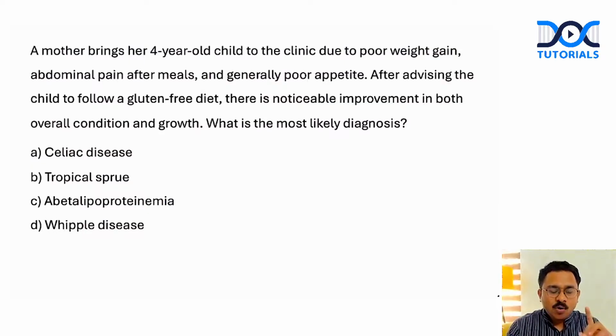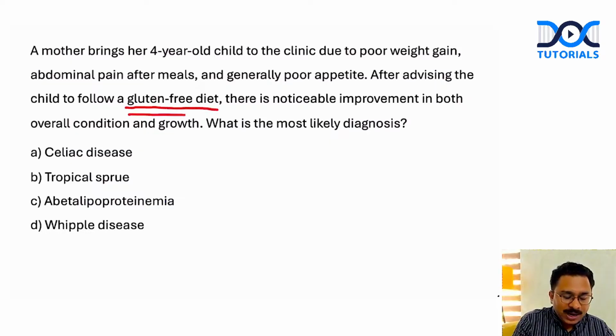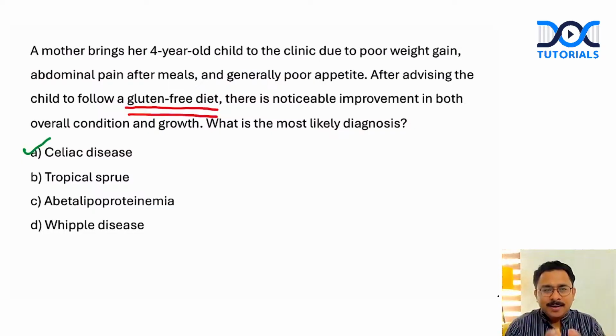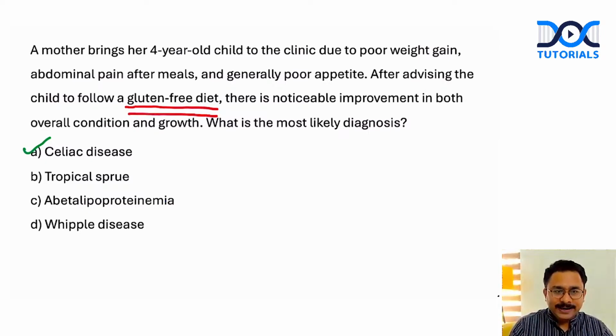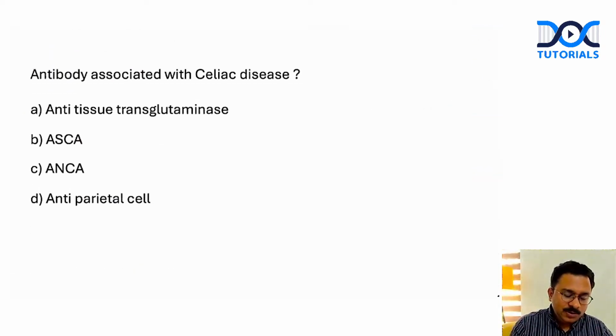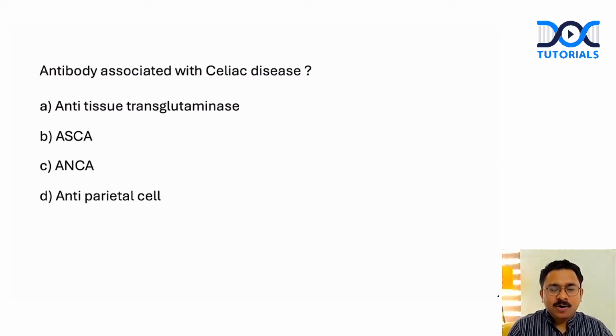But what is the only disorder of malabsorption that is going to improve after a gluten-free diet? Yes, it is going to be celiac disease. Such a simple question. My dear children, in the exam, it is all about picking up the buzzwords. It is a malabsorptive disorder, but the patient is improving after a gluten-free diet. Okay, right. Coming to the next question, antibody associated with celiac disease.